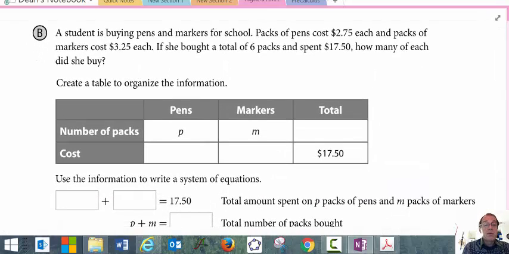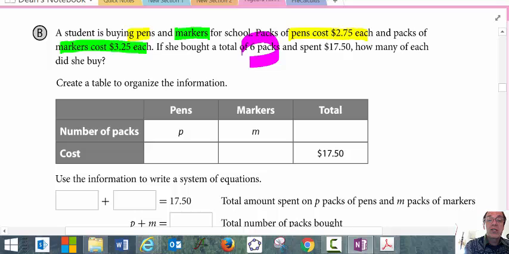Now we've got a real problem that we have to do ourselves. This is on page 559. It's the first problem we actually have to do ourselves. So we're buying two kinds of things. We're buying pens and markers, and the pens cost $2.75 each. The markers, on the other hand, cost $3.25 each. They bought a total of 6 packages.